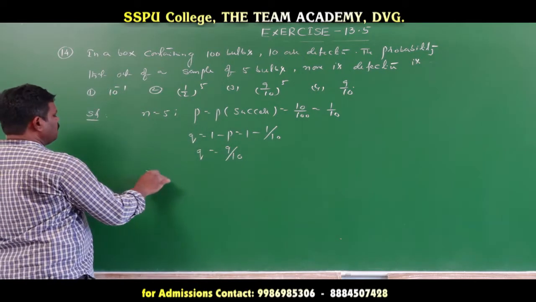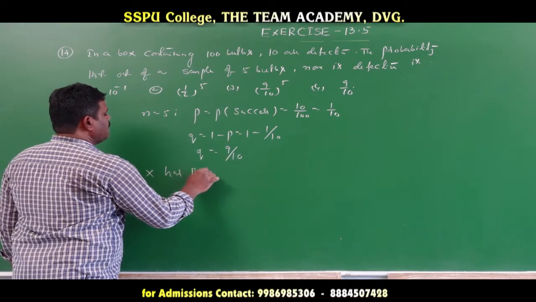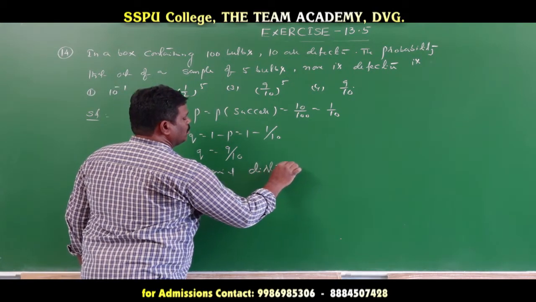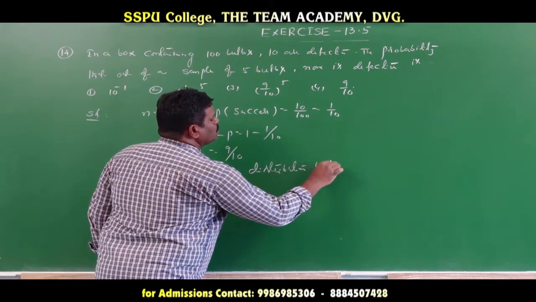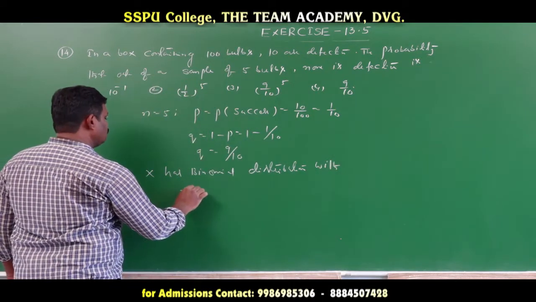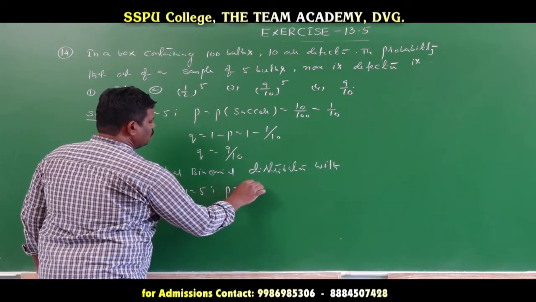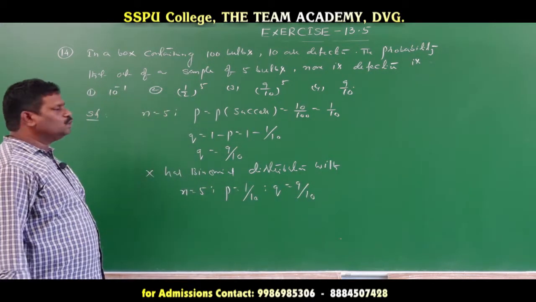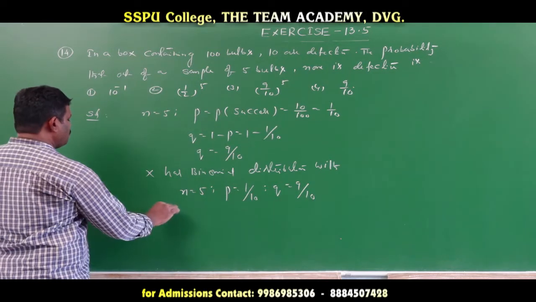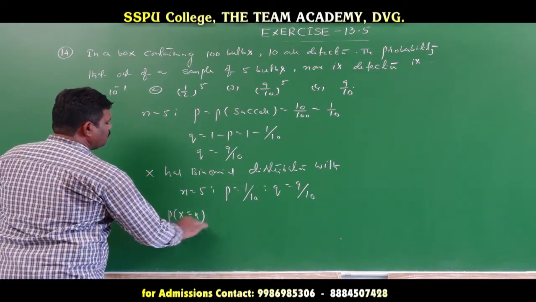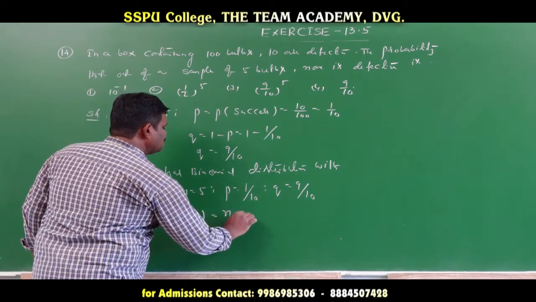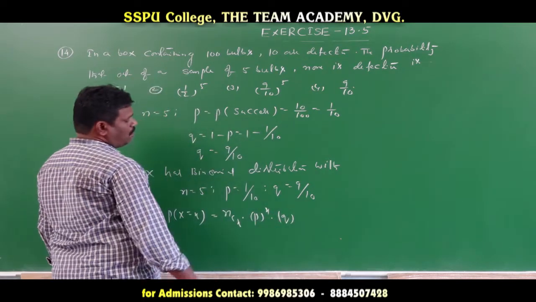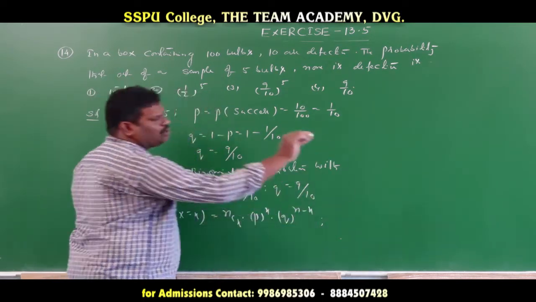So again, what have we done here? X has a binomial distribution with N equal to 5, P equal to 1 by 10, Q equal to 9 by 10. Now the binomial distribution formula: probability of X equal to x is nCx into p power x into q power n minus x. Here x is equal to 0 to n.